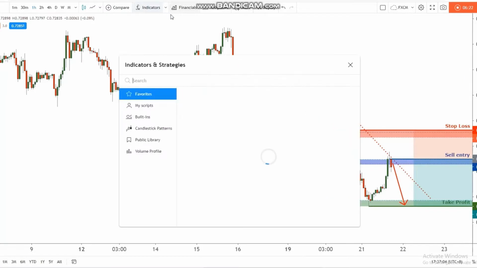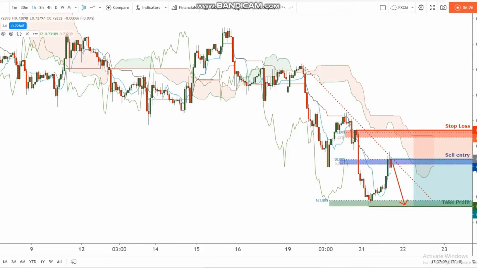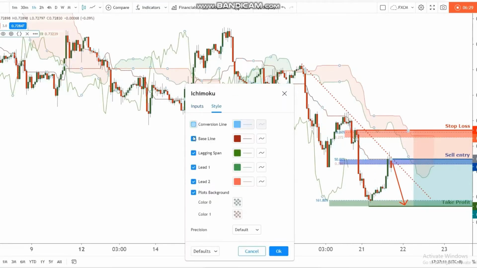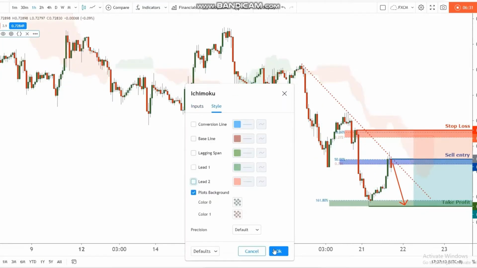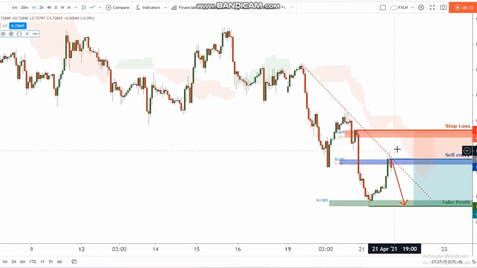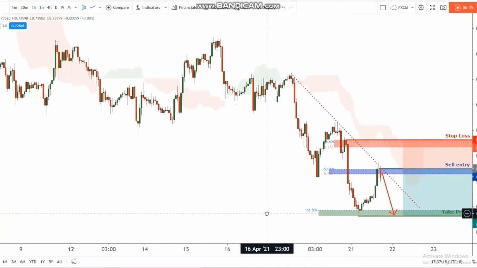The last thing I can do, the final nail in the coffin, is add an indicator. For the indicator, I will use the Ichimoku cloud in this case. For the Ichimoku cloud, I will change it to only the plots background. And you see that the Ichimoku cloud is currently above prices, showing bearish pressure for prices, which is in line with our analysis.